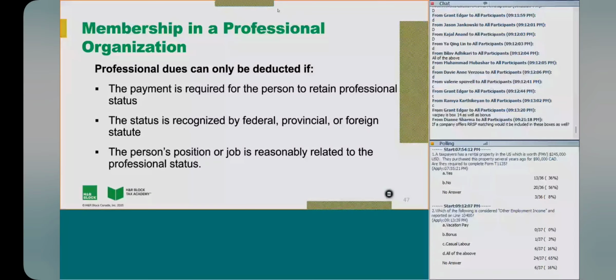The last bullet point here is also kind of important. Sometimes you'll have somebody maintaining professional dues to maintain their status in the old professional organization after they leave a job. In the year they leave the job, they had employment income for part of the year, they can still claim this. But if they are not working in a job related to that professional status in the year, then they cannot claim it under this provision.